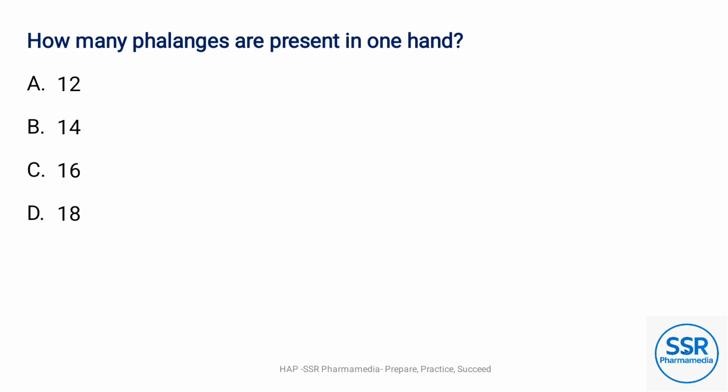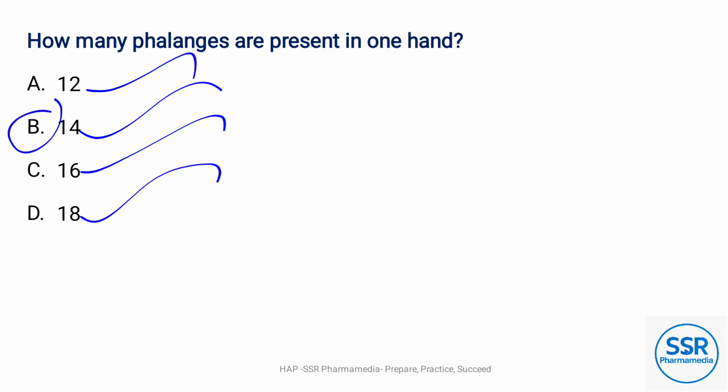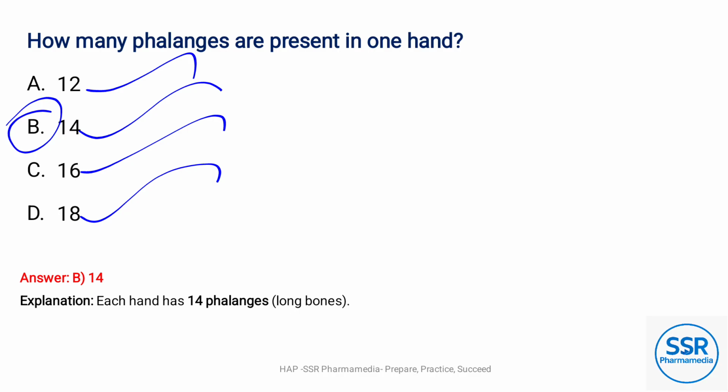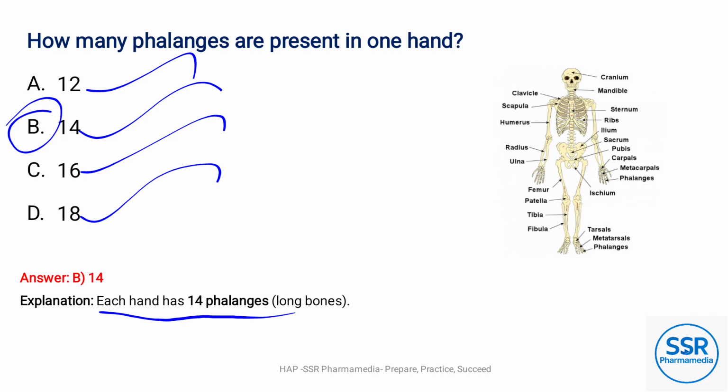How many phalanges are present in one hand? Option A, 12; option B, 14; option C, 16; option D, 18. So the answer is option B, 14. Each hand has 14 phalanges. They are long bones. This is called the phalanges.